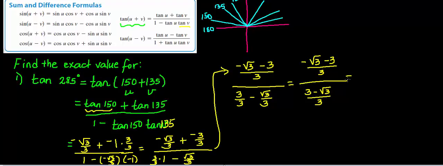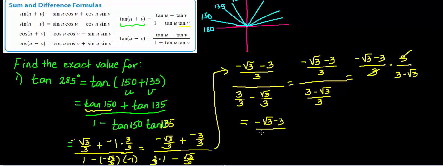Okay, now notice I have a fraction divided by another fraction. That means I can simplify this by keeping my numerator and multiplying by the reciprocal of the denominator. So that means flipping it. Take the denominator, that becomes your numerator. Take the numerator and that becomes your denominator. And when I do that, I can see that I can simplify 3 over 3 and that makes 1. And I'm left with this numerator, negative square root of 3 minus 3 over this denominator, 3 minus the square root of 3.